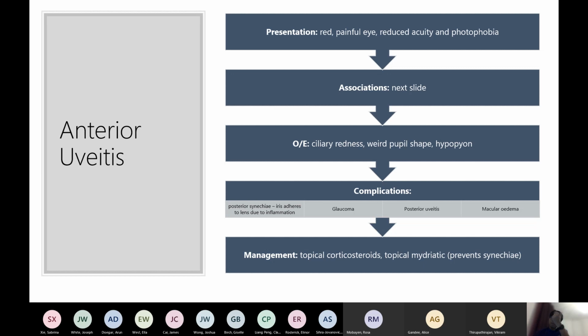So there's miosis and mydriasis. So what's the difference between the two? Yeah, so it's a drug that causes mydriasis, which is pupil dilation. Absolutely, yeah, all of you are correct. Good. So the management is quite important.